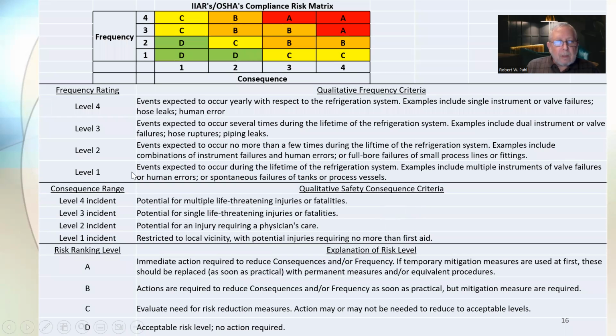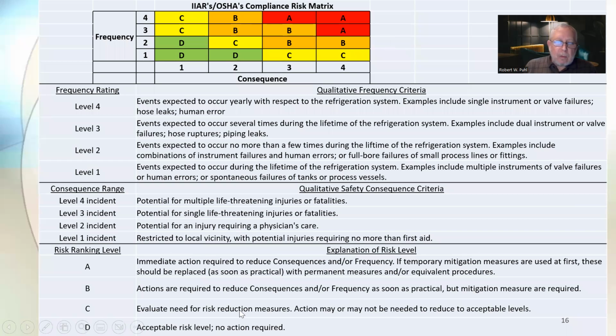This is the frequency, and this is the incidence, the severity rather, ranging from restricted to the local vicinity with potential for injuries requiring no more than first aid, up to potential for multiple life-threatening injuries or fatalities. And then they come up with a letter rather than a number, A, B, C, etc. But it's all the same principle. If you've seen one risk matrix, you've pretty much seen them all.